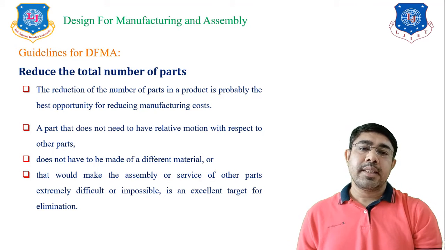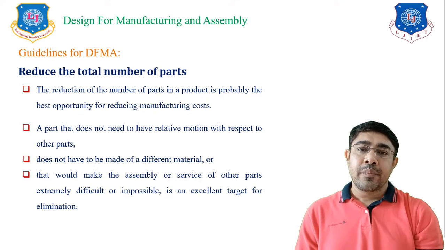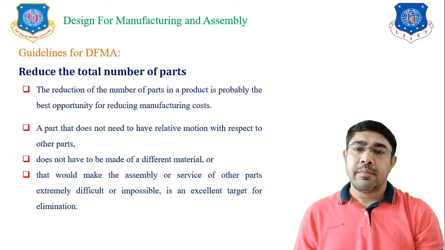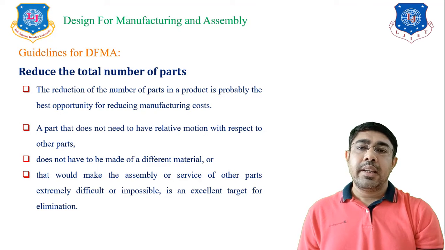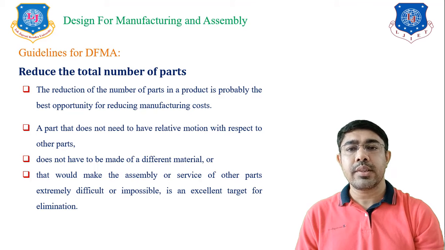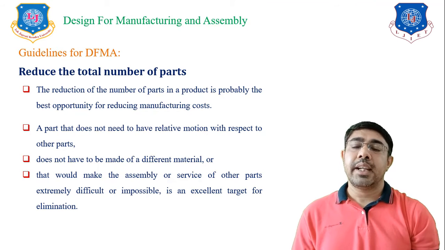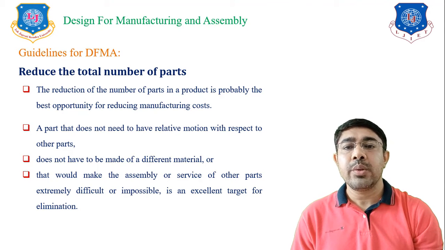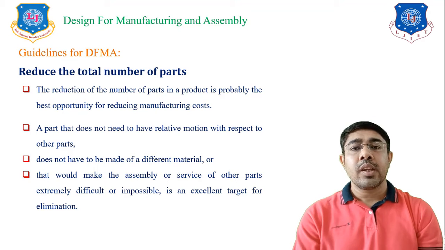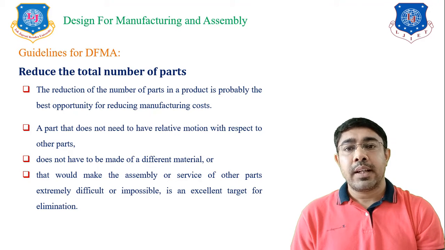As the number of parts is reduced, the manufacturing process becomes simple, and less time is required to manufacture the product. So ultimately the manufacturing cost is reduced. Now the question is how to reduce the number of parts. For example, if a product has 100 parts and we have to reduce them, how do we do it? There are rules that we consider while reducing the number of parts.